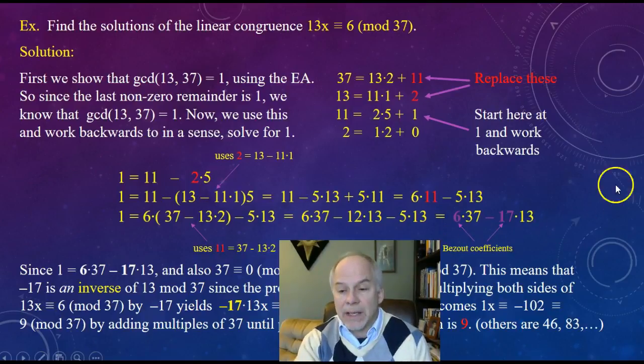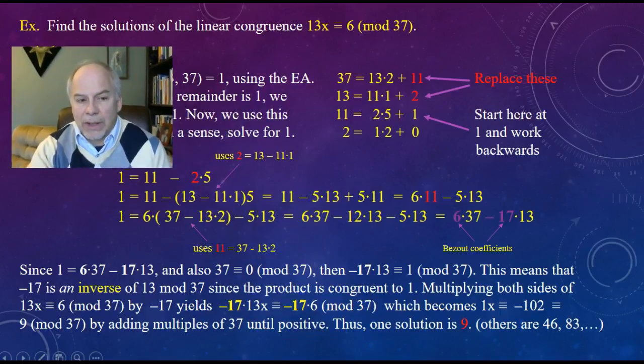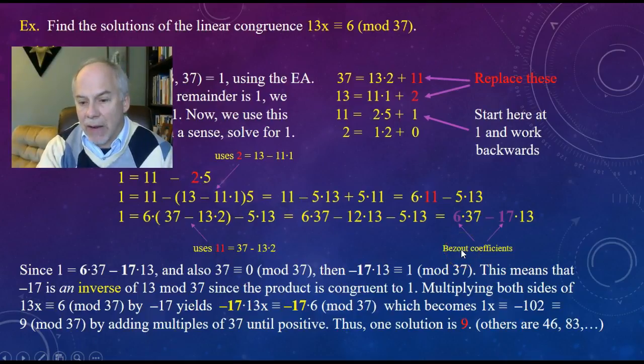Now you wanted it in terms of 37s and 13s, which are your two numbers that are the a and the m. You wanted it in terms of those, okay? So we are done with working the Euclidean algorithm backwards, and we have found what are called the Bézout coefficients. Okay. Now, what do you do with that?